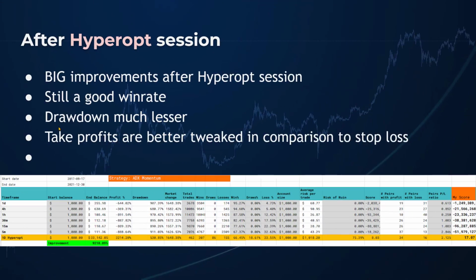After the hyperparameter optimization session and doing a backtest over the 1-day time frame, I got some staggering improvements. This strategy turned out from an initial loser to a good winner. And if you watch the hyperopt results, then you can see where this improvement comes from.